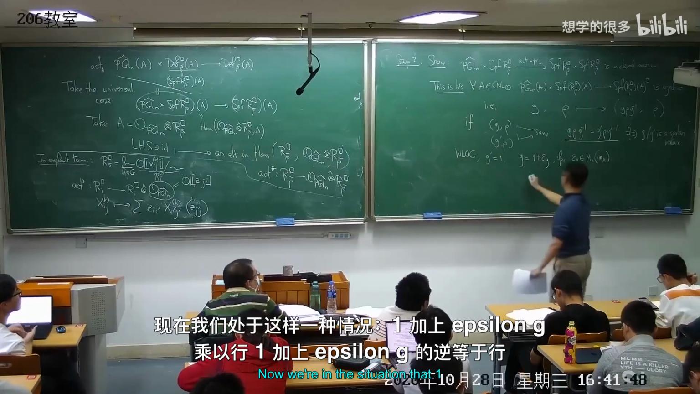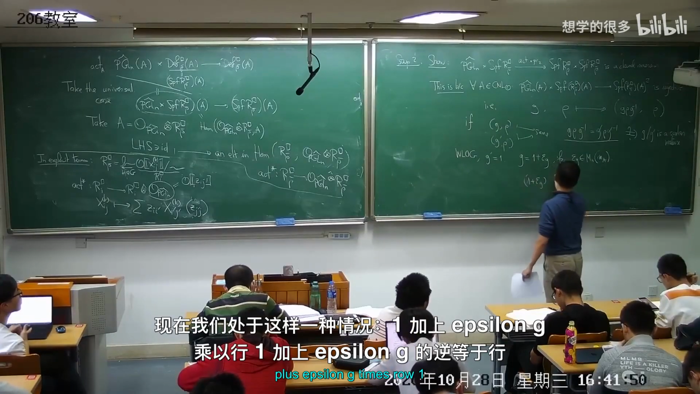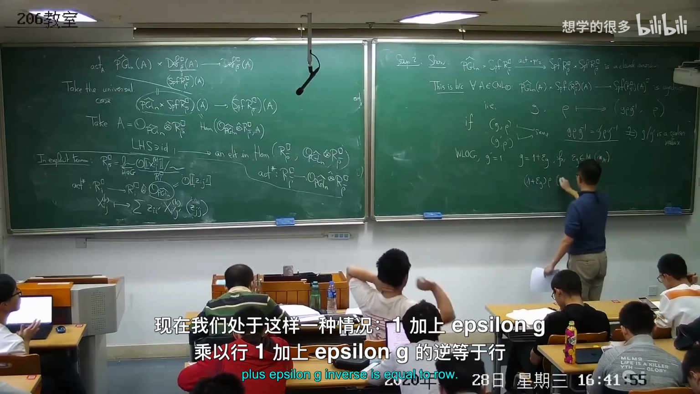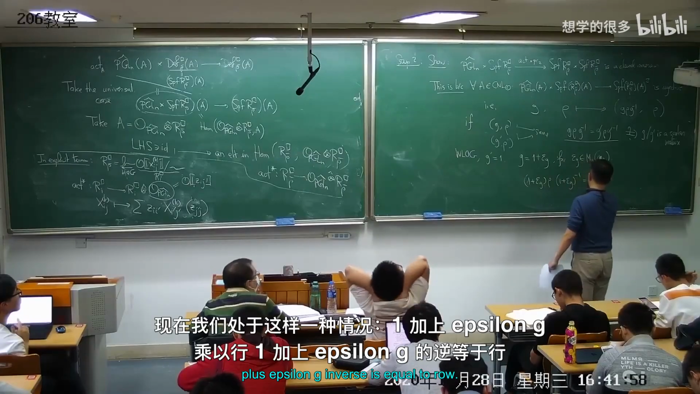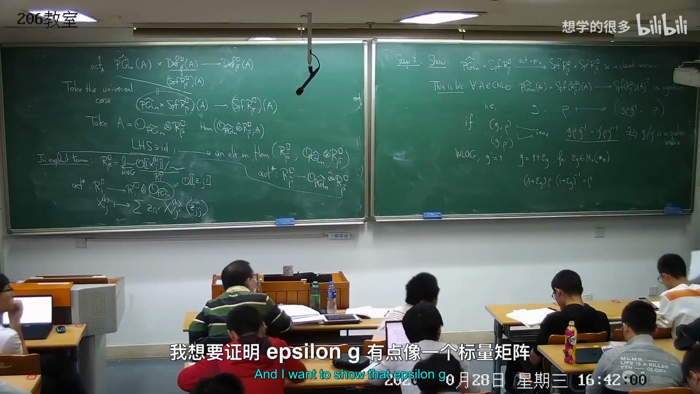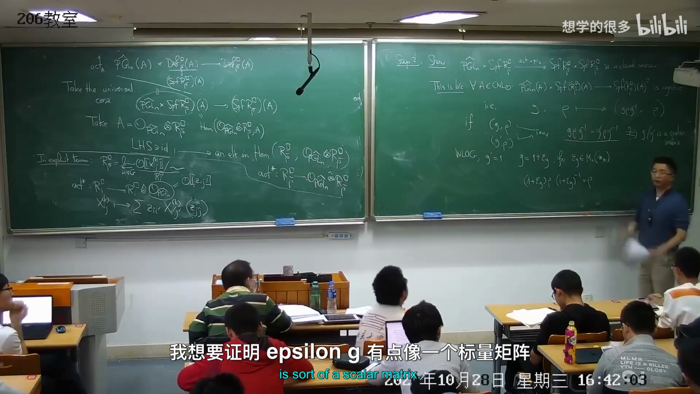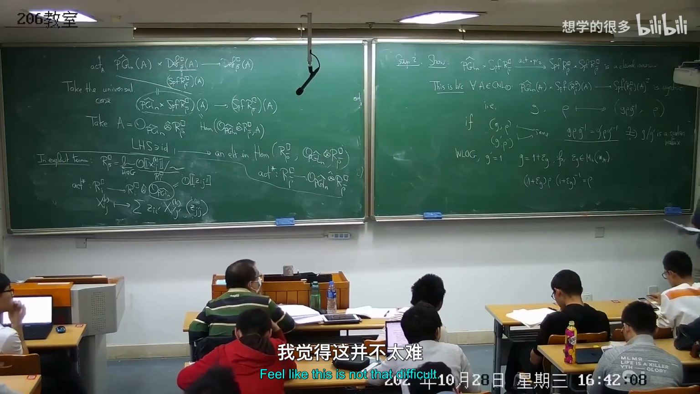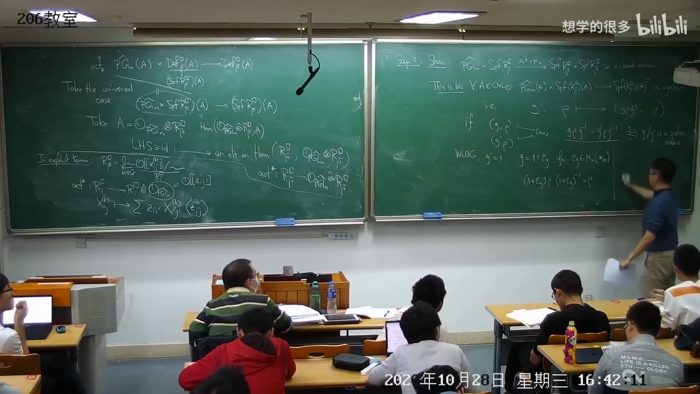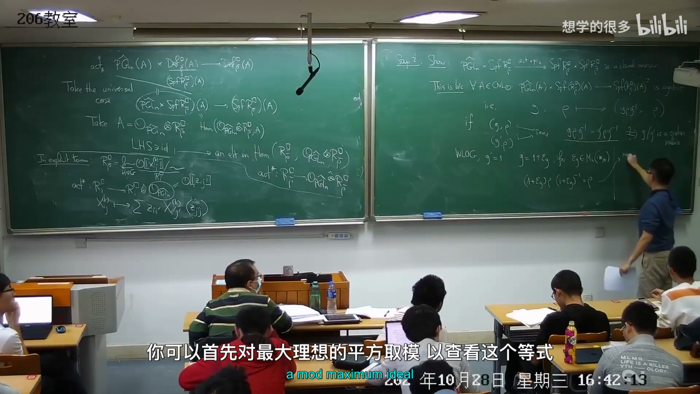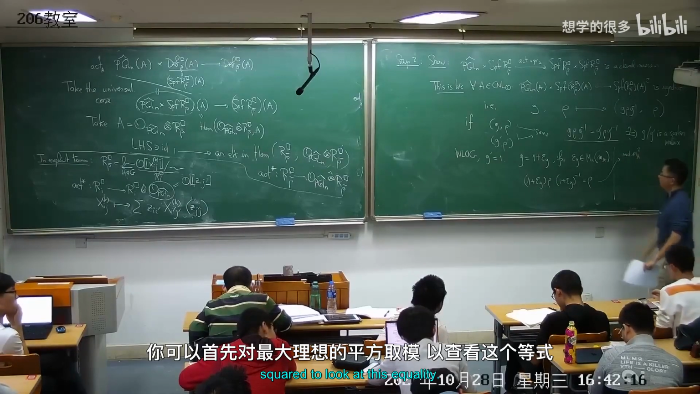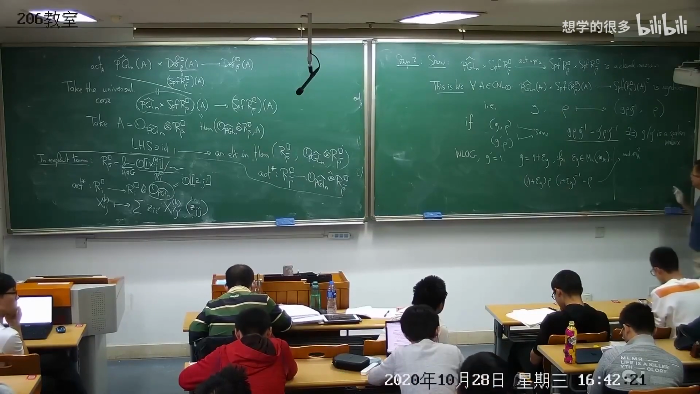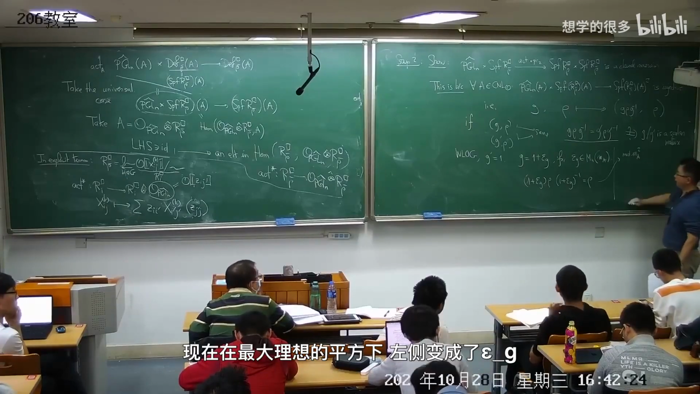Now we're in the situation that 1 plus epsilon g times rho times 1 plus epsilon g inverse is equal to rho. And I want to show that epsilon g is a scalar matrix. I feel like this is not that difficult. What you can do is first mod out by the maximum ideal to look at this equality. Mod maximum ideal, you just get rho equals rho, you don't get anything. Now I mod maximum ideal squared.